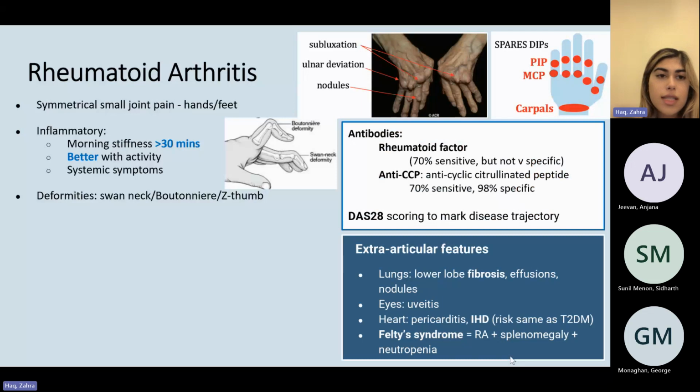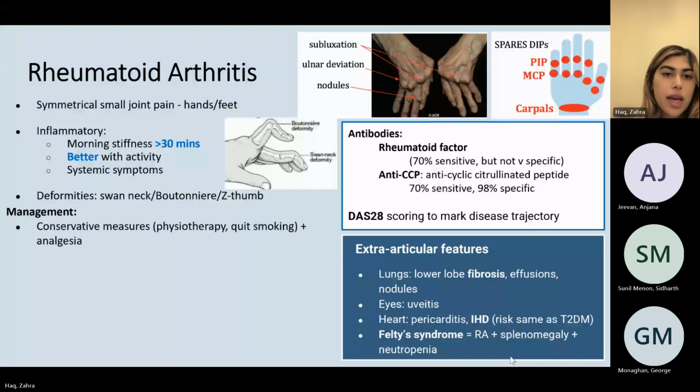In terms of extra-articular features, so outside of the joint symptoms, we get some lung symptoms such as lower lobe fibrosis and effusions, nodules, as I already mentioned, eyes, so uveitis, heart, pericarditis, IHD, and Felty syndrome, which is rheumatoid arthritis, splenomegaly, and neutropenia. So that comes under quite a rare syndrome, but it is part of covering rheumatoid arthritis too.